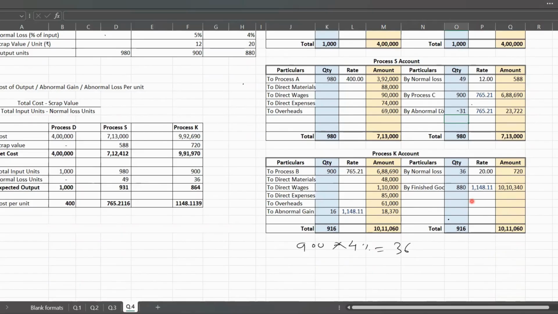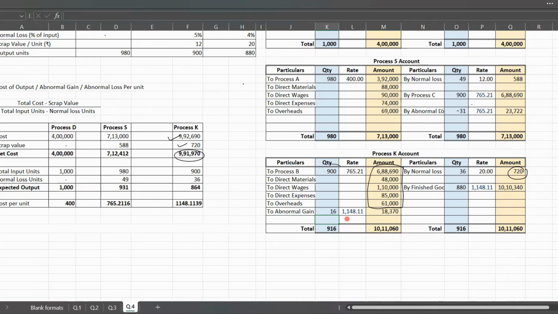Quantity column total comes to 916. And before posting abnormal gain, total was 900 on the debit side, 916 on the credit side. Abnormal gain comes to the balancing figure, 16 units. And then the last part is calculation of cost per unit for transfer as well as for abnormal gain. For cost per unit, our procedure is the same. Take total of all these values up to overheads, deduct scrap value from this. So 9,99,690 minus 720 comes to 9,91,970 as net cost of the last process.